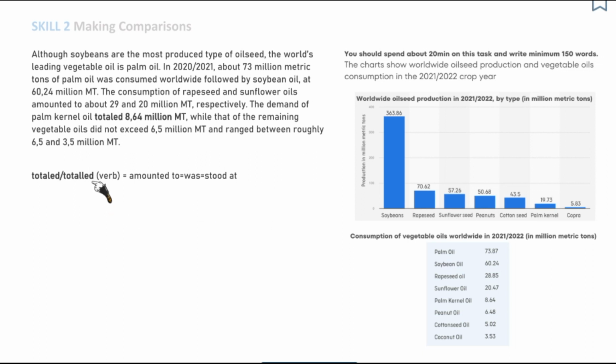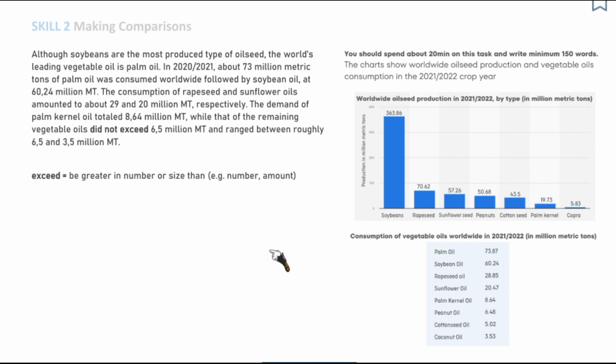And there is no preposition here. The demand of palm kernel oil totaled 8.64 million MT. There is no preposition here. I am drawing your attention to this fact because we do use a preposition here with amounted to. We also use a preposition with stood. We say stood at. So be careful with the prepositions.